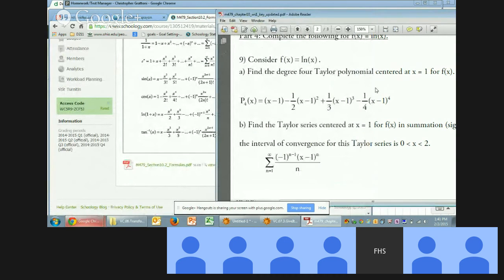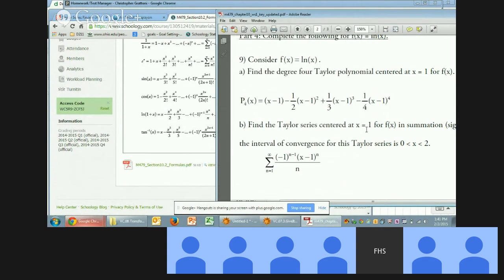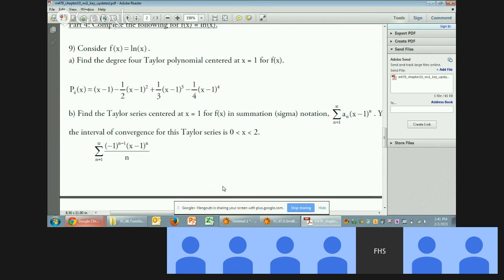Look at how this degree 4 Taylor polynomial looks exactly like the first 4 terms of natural log of 1 plus x, except x is being replaced with x minus 1, because you're recentering at x equals positive 1. So that's how you can get the first 4 terms really quickly. And then what else are they asking for here? Find the Taylor series in summation notation, sure.